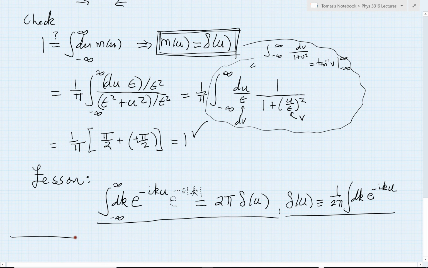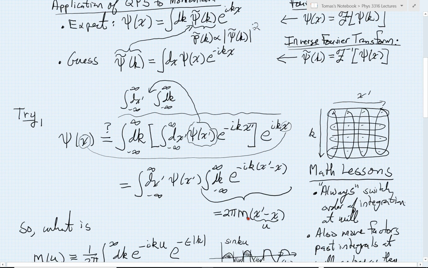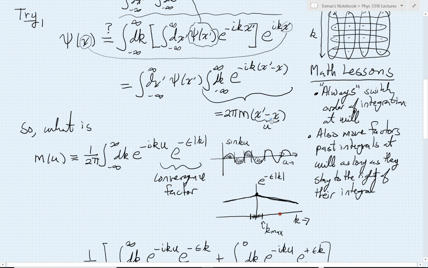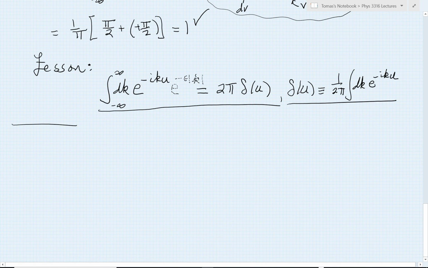Very good. So let's see now where we actually were with all of this. Before we got onto this Dirac delta, here was our expression, right? Psi of x, we're hoping, will give us the same thing as this integral: psi of x prime integrated times 2 pi times m of x prime minus x. So let's see now that we know what m is, how well we are doing.